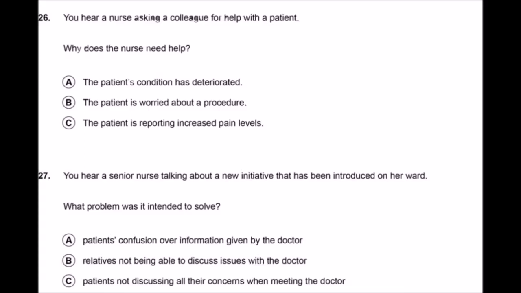Question 26. You hear a nurse asking a colleague for help with a patient. Now read the question.